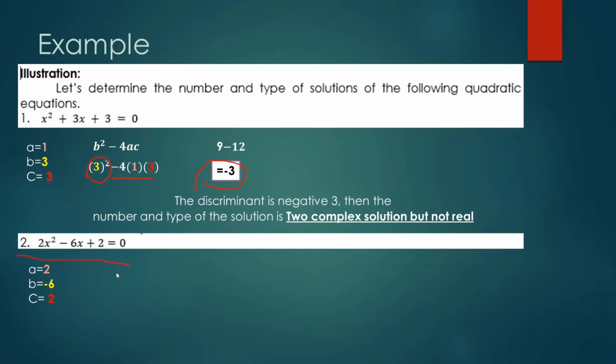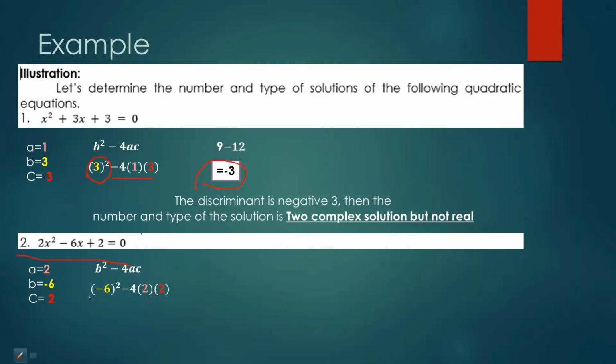So, therefore, the formula we have is b squared minus 4ac. So, let's substitute the values of b, a, and also the c. So, yung b natin is negative 6. Therefore, it becomes negative 6 squared. And then, yung minus 4 natin, and then substitute the value of a, which is positive 2. And next is to substitute the value of c, which is positive 2 also. Then after the substitution method, we will simplify it.